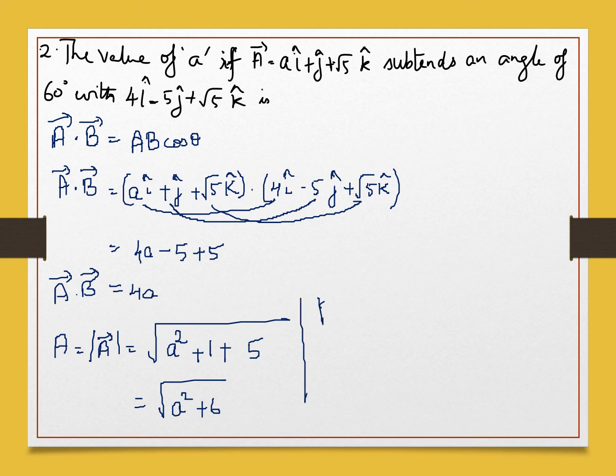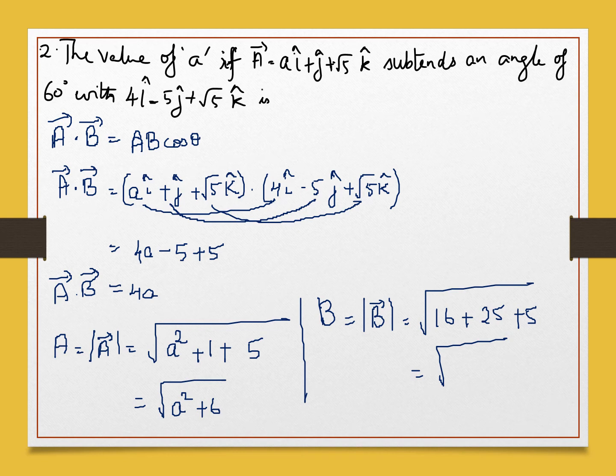Similarly, we will be finding b, that is, the mod of b vector. So it will be 4 square, that is 16, plus minus 5 the whole square, that is 25, plus 5. So 25 plus 5 is 30, 30 plus 16 is 46. That is your b vector. So ab cos theta will be, where theta is 60 degrees, root of 46 into root of a square plus 6 into cos 60, which is nothing but 1 by 2.